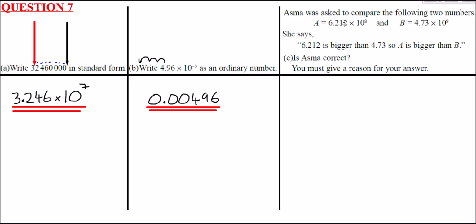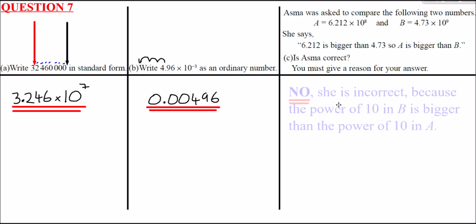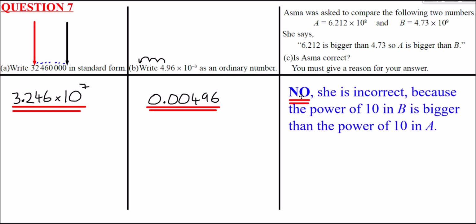So even though 6.212 is a bit bigger than 4.73, this here is 10 times bigger than 10 to the 8, because it's got an extra power of 10 on it. So ultimately she's not right, but keep it simple, stupid, in your explanation. Something like this is all you need to say. Ultimately, is she correct? No, she's incorrect, because the power of 10 in B is bigger than the power of 10 in A. And that'll do you absolutely fine.